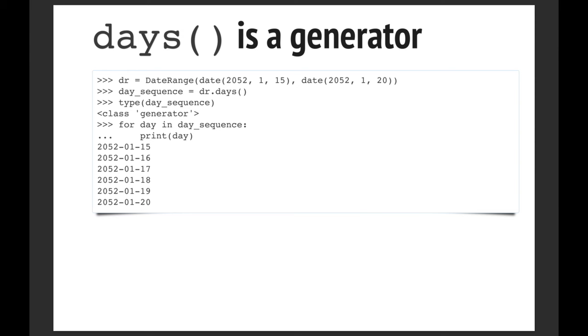We call dr.days, and we store it in a variable called day_sequence. Let's check its type. It is something called generator. That makes sense because days is a generator method. And then we go through it in a loop, for day in day_sequence. And look, it produces each date in order, one at a time.